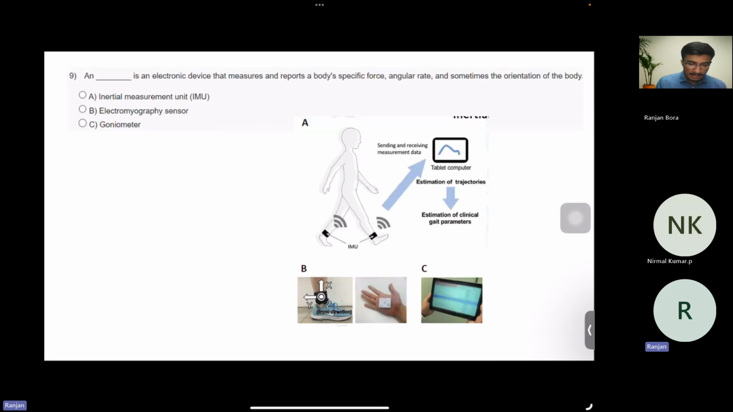So option A is right, correct, that this inertial measurement unit is a kind of device which is used for measuring the specific force. By placing the device on the ankle, we can measure the accelerations of the ankle and the angular rate, and sometimes the orientation also. So these are the parameters we can measure using an IMU.